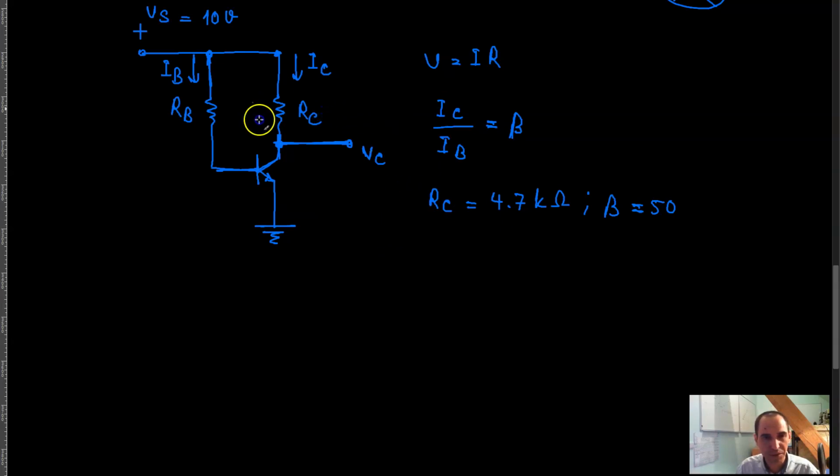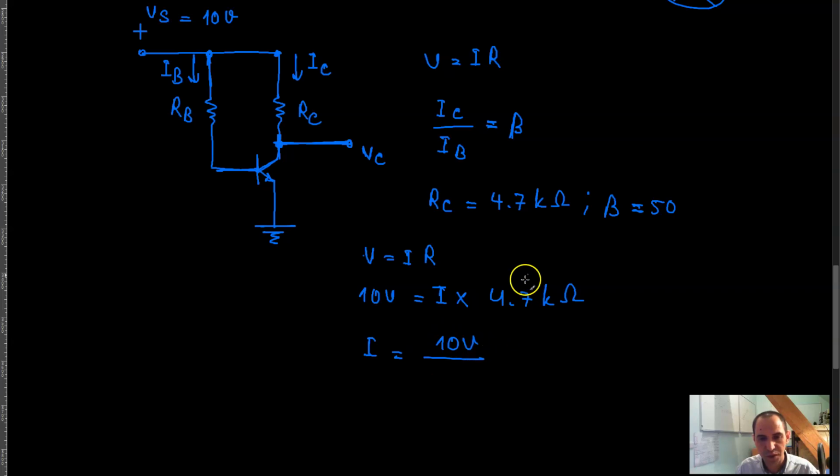And I can apply Ohm's law to R of C, meaning that V is equal to IR, and I want the voltage drop to be 10 volts. So I write 10 volts over here, and we calculate the current for that, and the resistance over here is 4.7 kilo ohm. That means that the current is going to be 10 volts divided by 4.7 into 10 raised to the power 3 ohm, which is the same thing as basically 10 divided by 10.